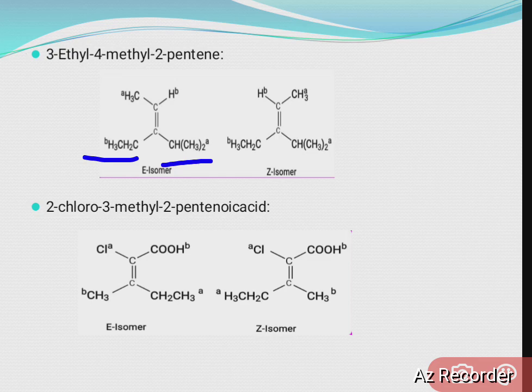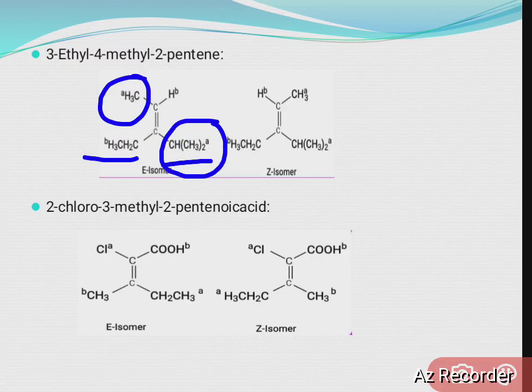Okay, next coming to the isomers, E and Z isomers. Here, see here, this is the bulkier group. Here this is the highest priority one. Here this is the highest priority one. The two highest priority groups are present on the opposite side, which means this is the E isomer.